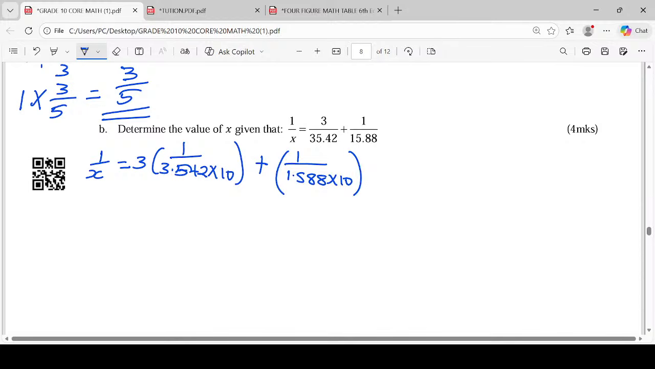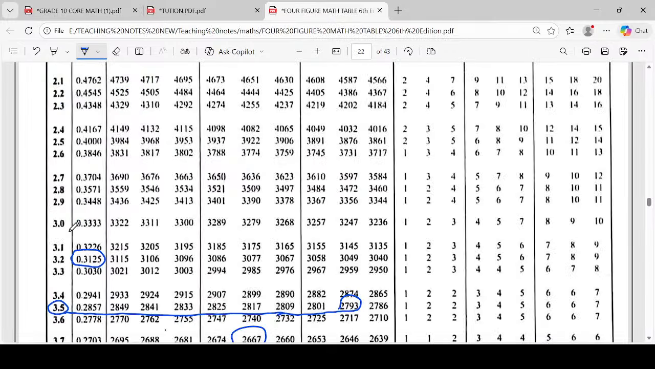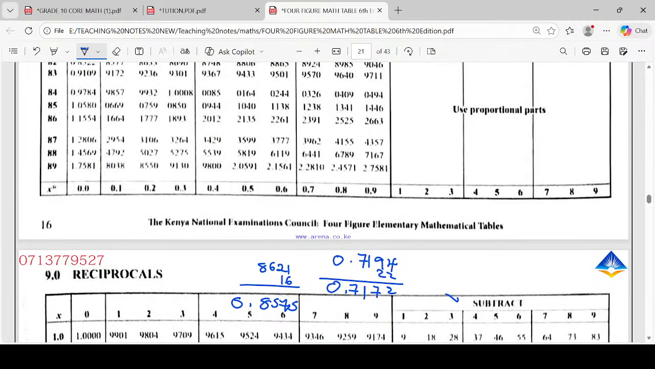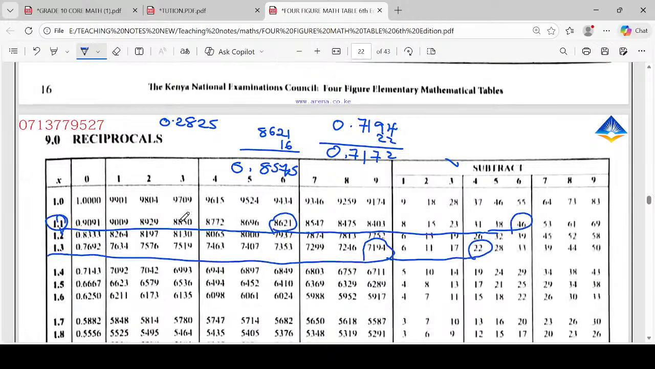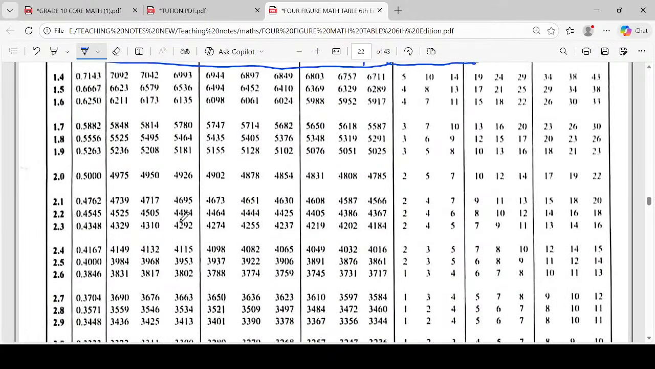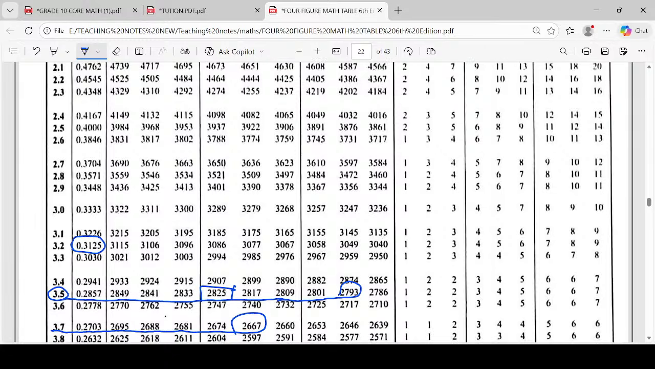So this first will now become 1 over x should be equal to 3 into, let's go 3.5 then 4. In the 3.5 then 4, you get 0.2825. After the 4, we go to 2, the value is at 2.